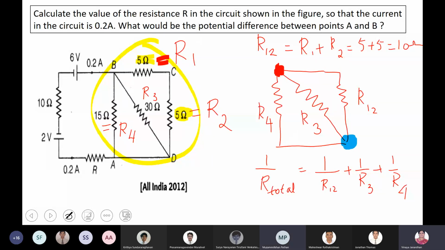Ma'am, all of them are in parallel, right? Yes, but it's not R1 and R2. R12, R3, and R4 are connected in parallel.